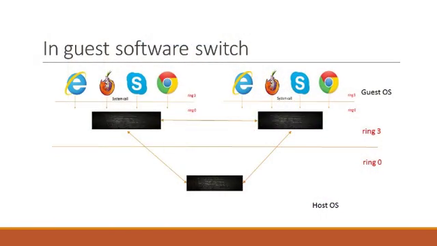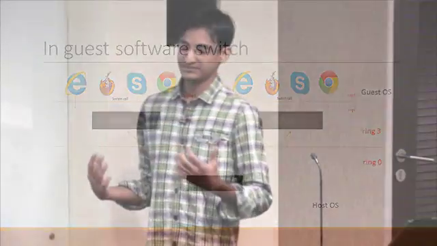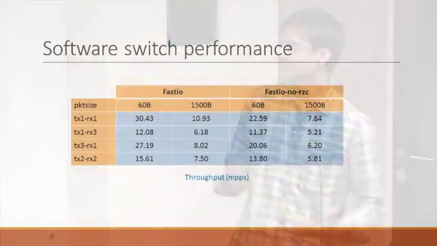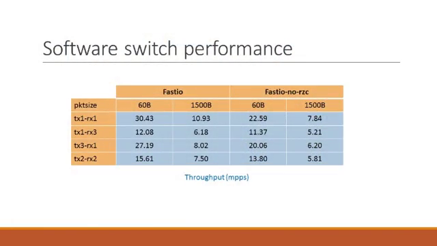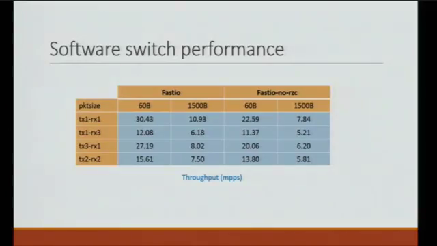We also implement an in-guest software switch. Suppose 2 guests need to communicate with each other, they don't really have to go through the network device, so we can do it in software. Here we are not limited by the device bandwidth, and we found very good throughput with several combinations of senders and receivers.